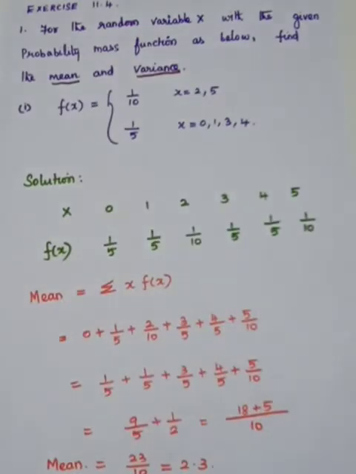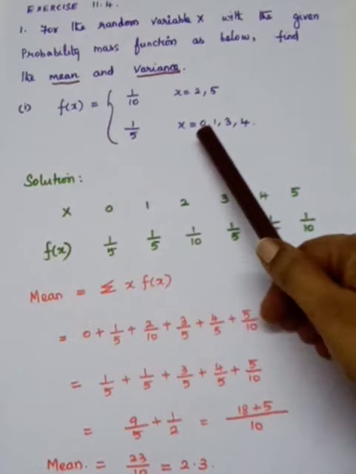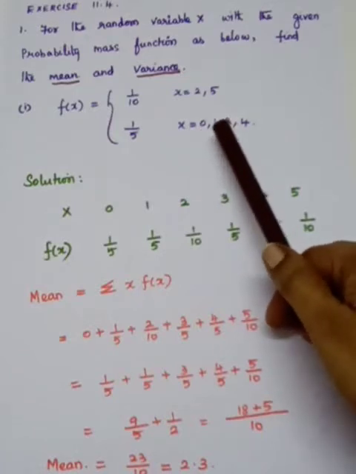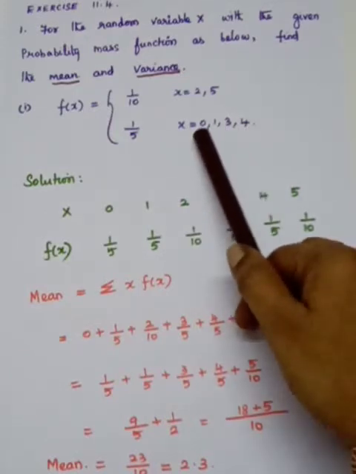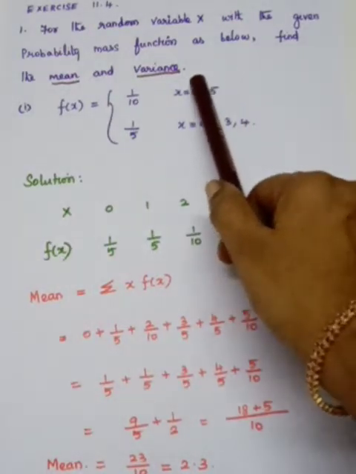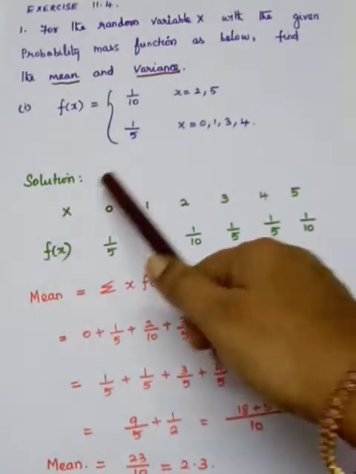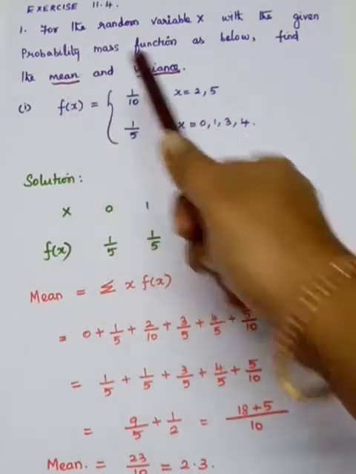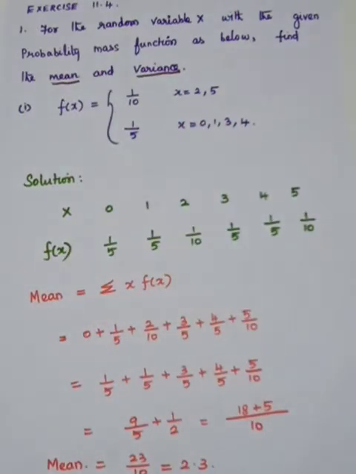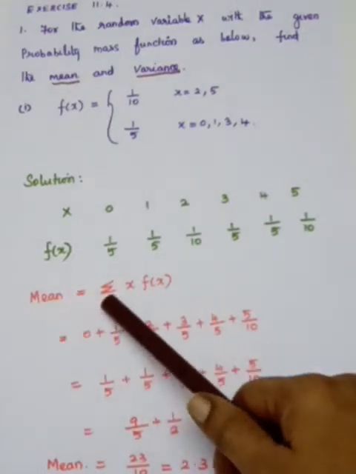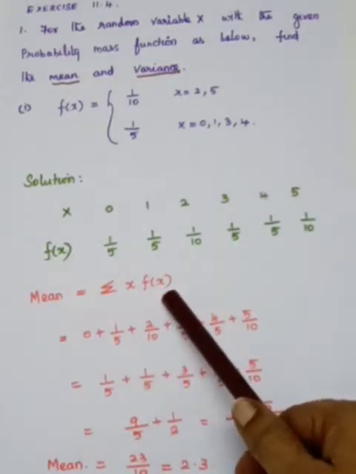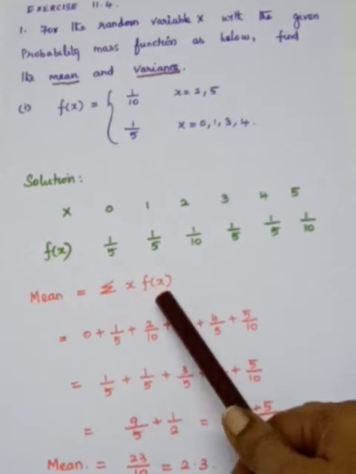So is it a continuous random variable or a discrete random variable? We count the values: here you are having 4 values, here you are having 2 values. So totally 6 values are there. So it is a discrete random variable. So for a discrete random variable, if you want to find mean, you should know the formula, that is summation of x into f of x. So you should know x and f of x.